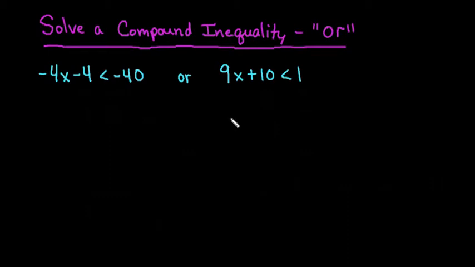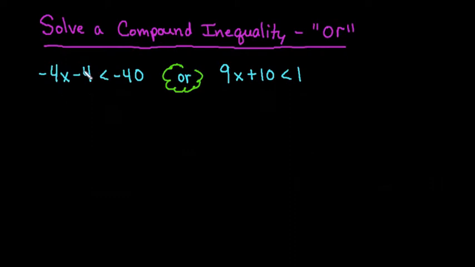Hi, for this video we're going to solve a compound inequality. This one has the word or in between, which means that either one or the other. So either this equation on the left has to be true or the equation on the right has to be true. Both of them do not have to be true. In this case, when we get to the solution, you can see that it cannot be that both of them are true.